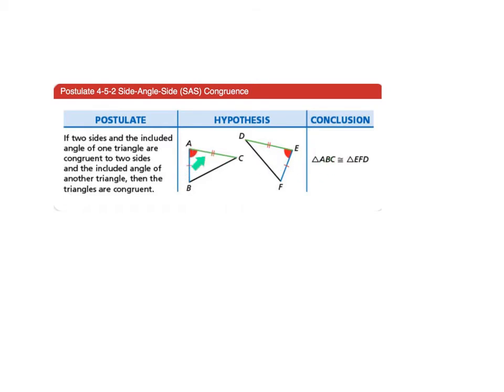And so we can prove that these two triangles are congruent because they have one side congruent to the other side, the included angle congruent, and the other side congruent to another side. Pause this video and copy down this postulate. At this point, you should have two postulates in your notes, and you should have the last example.